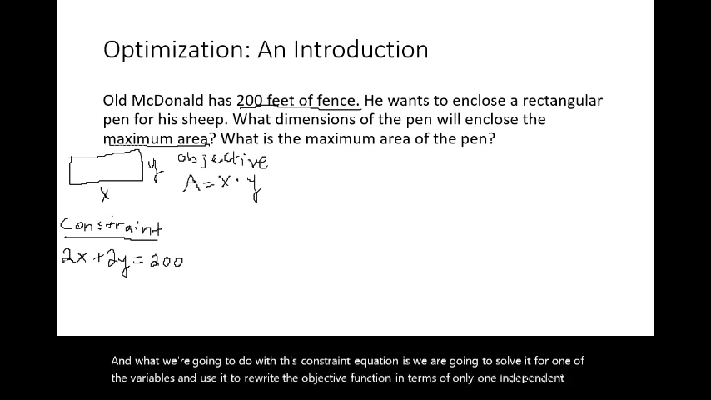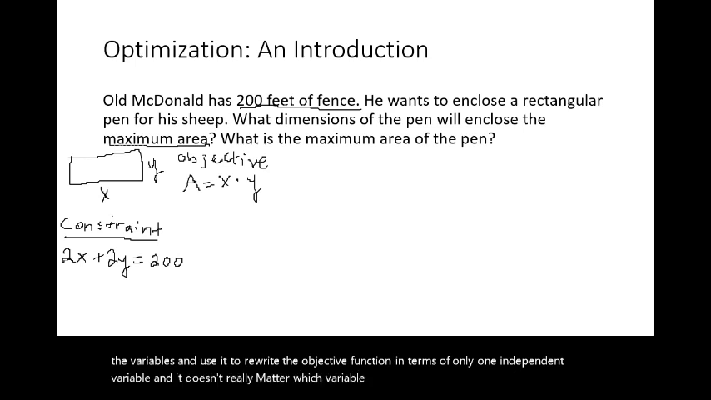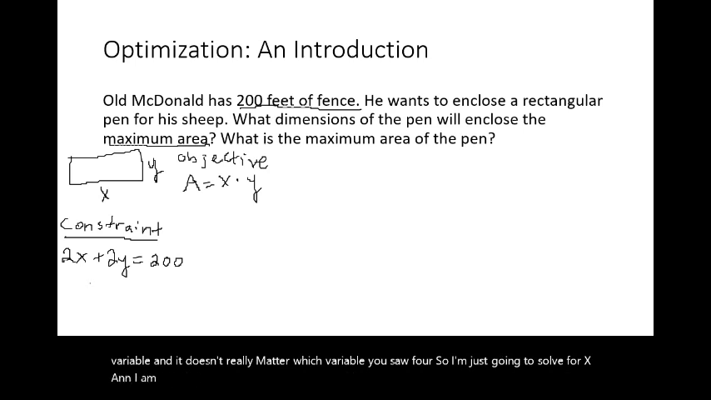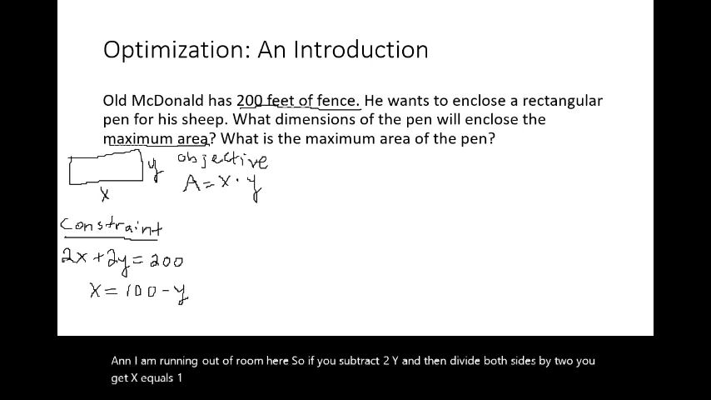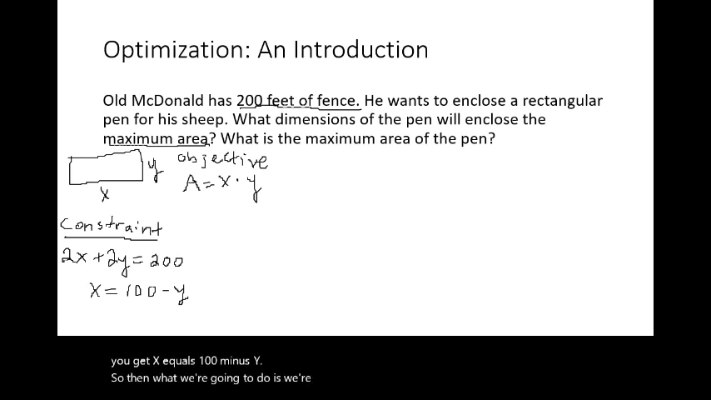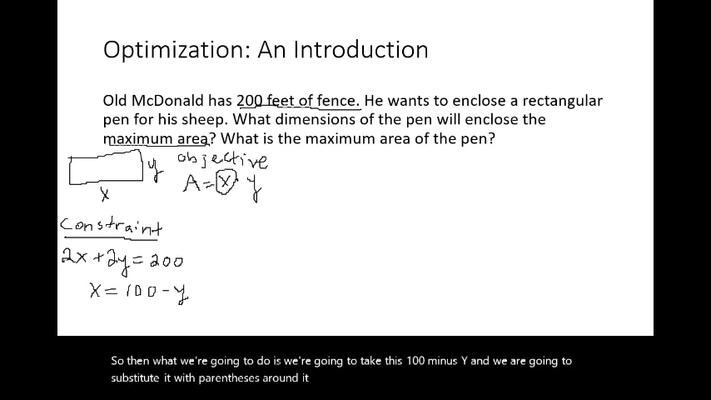And it doesn't really matter which variable you solve for, so I'm just going to solve for x, and I am running out of room here, so if you subtract 2y and then divide both sides by 2, you get x equals 100 minus y. So then what we're going to do is we're going to take this 100 minus y, and we are going to substitute it with parentheses around it in for this x in the objective function.